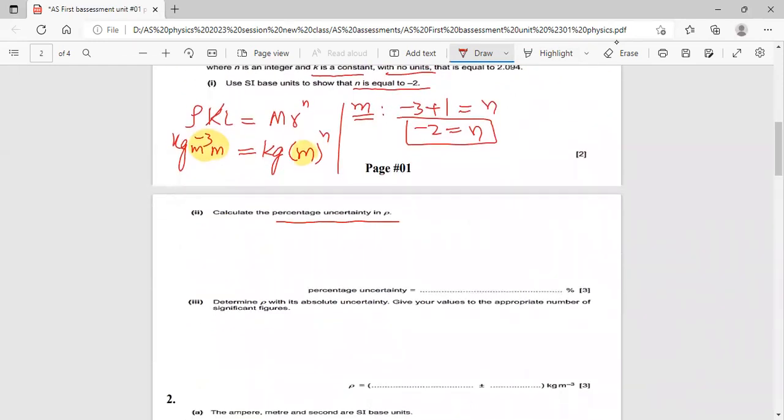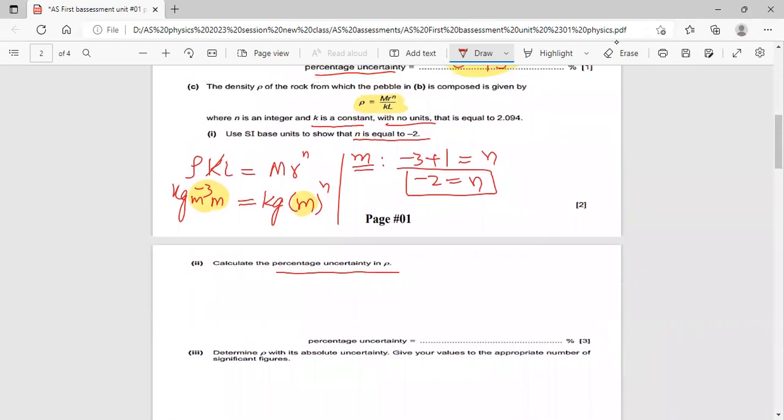Calculate the percentage uncertainty in rho. For rho, you have to use this formula. We know that the n value is -2, which we just calculated. Now what you will do is move this R to the denominator. So rho is m over K L R squared.